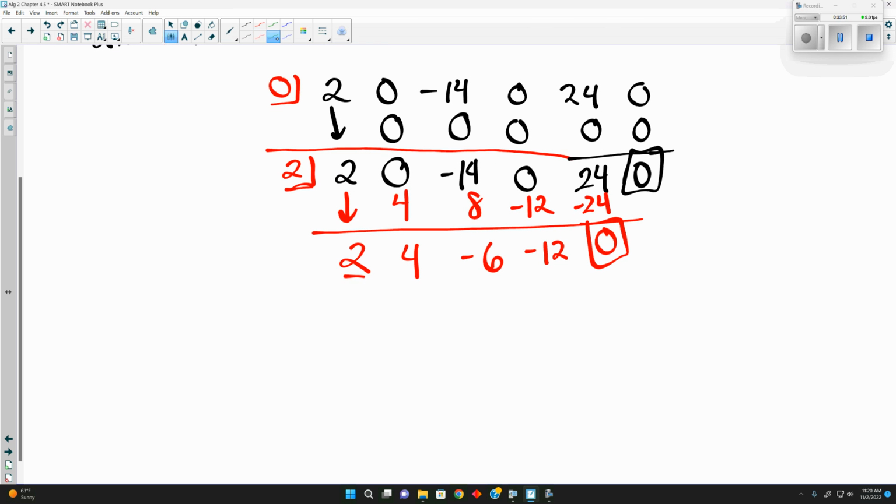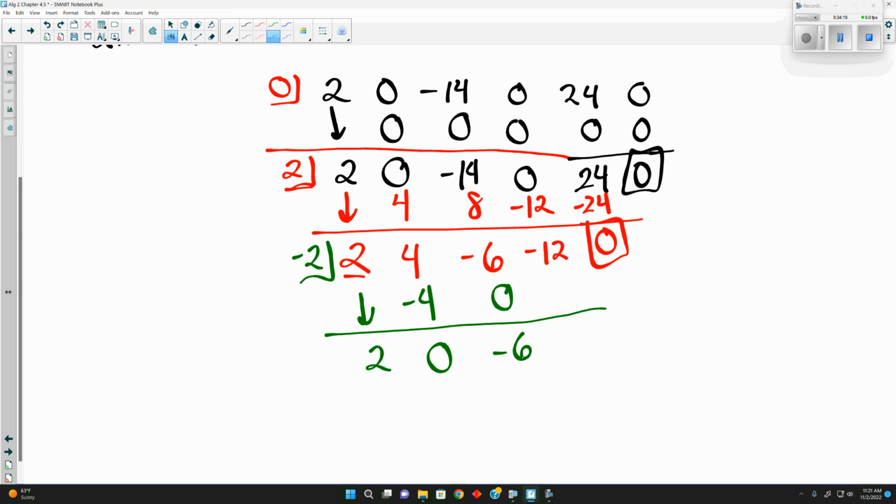So we've done this with 2 of our solutions. So we only have one other one left, which is -2. And once we do this with -2, we're going to take it from a cubic down to a quadratic, and we can solve from there. Now, -2 times 2 is -4. 4 plus -4 is 0. -2 times 0 is 0. -6 plus 0 is -6. -2 times -6 is 12, and -12 plus 12 is 0.